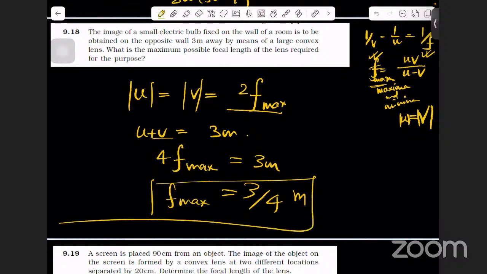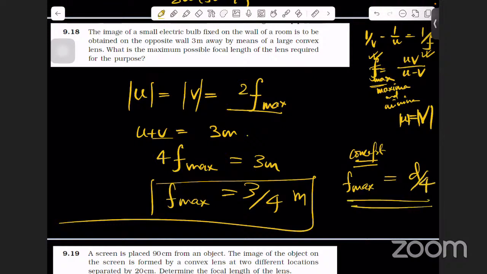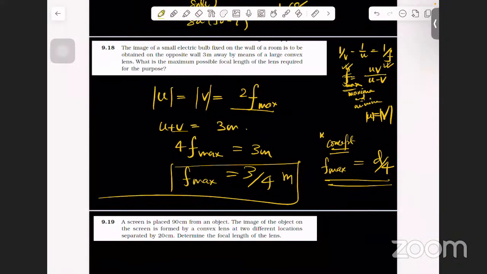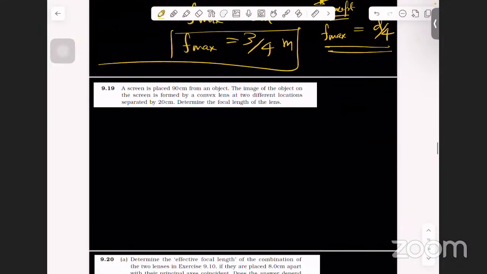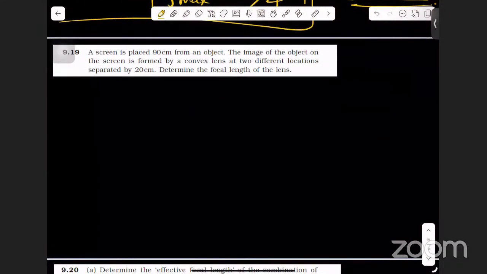In general, you can remember this concept: this F max is equal to 1/4 of the given distance between the two points. You can remember this concept. All right, so moving on to the next question.